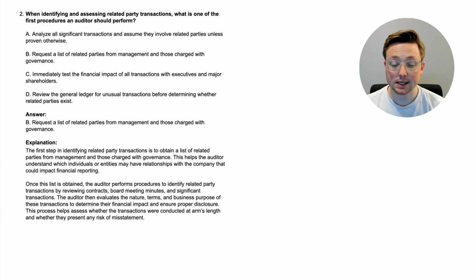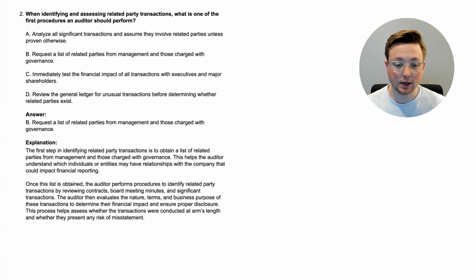The first step in identifying related party transactions is to obtain a list of related parties from management and those charged with governance. This helps the auditor understand which individuals or entities may have relationships with the company that could impact financial reporting. Once this list is obtained, the auditor performs procedures to identify related party transactions by reviewing contracts, board meeting minutes, and significant transactions.